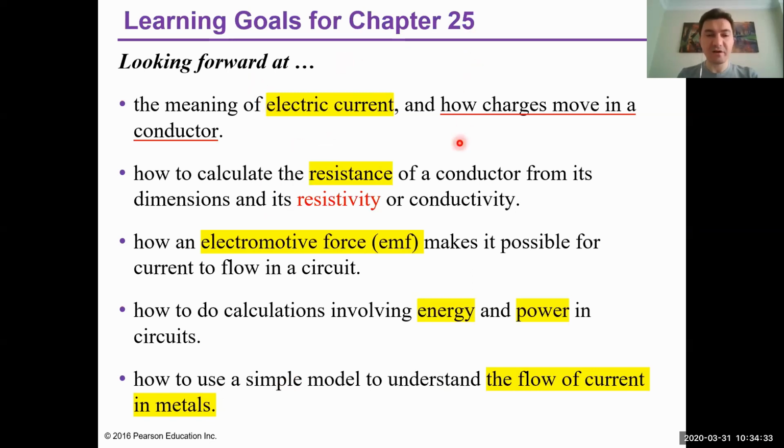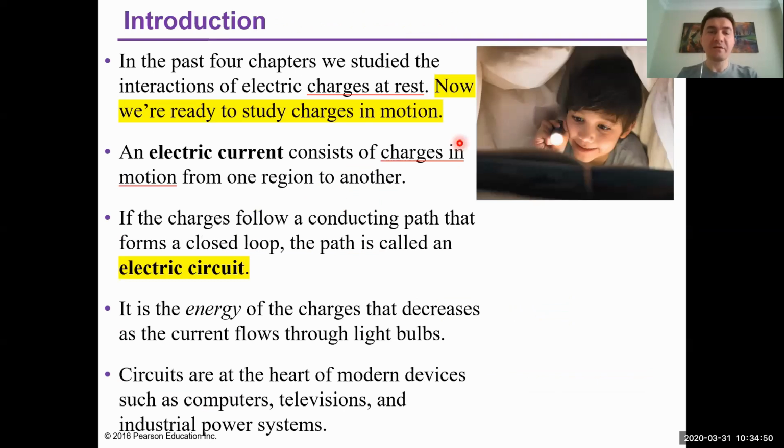It is a very nice lecture and contains basic information to understand forthcoming lectures of this Physics 2. So during the last 4 chapters, we have seen charge, we have seen electric field, we have seen electric potential. So we have seen Gauss law, right? And also we have seen capacitors. So during the last 4 chapters, we studied the interactions of electric charges at rest. This is very important. Charges at rest.